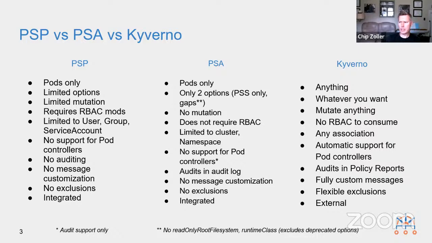It's only pod security standards, and you only have two options as far as what levels you can implement. So by the way, that asterisk there, that means that there are gaps. If you go and look at your pod security policies, there are some fields that PSA does not handle.